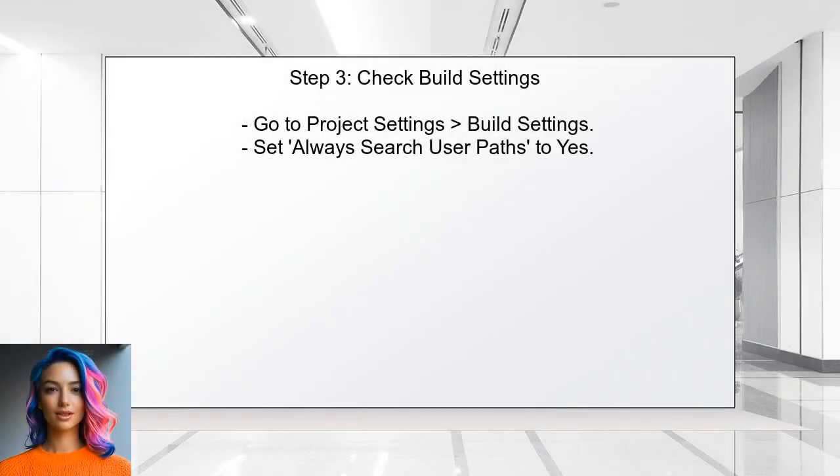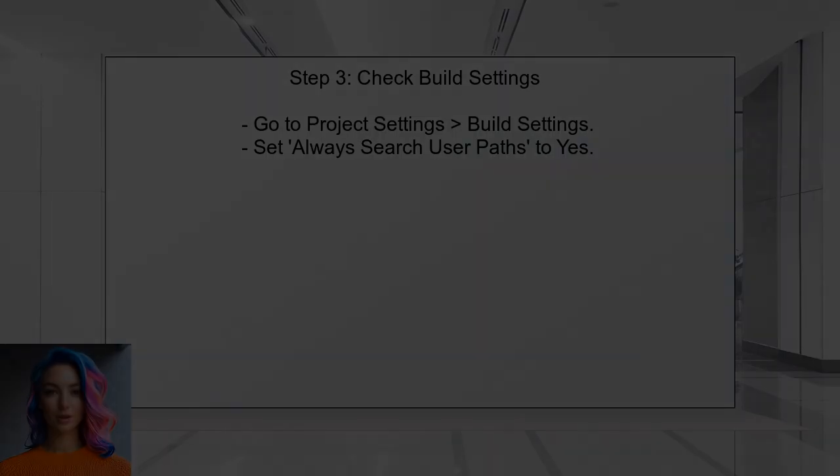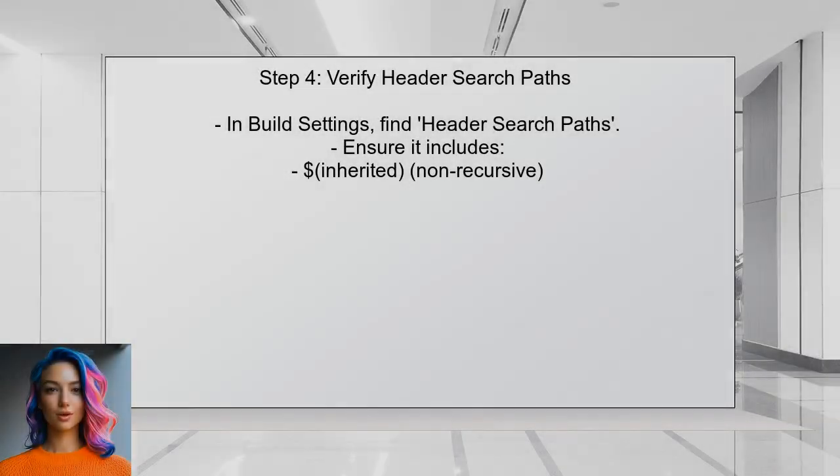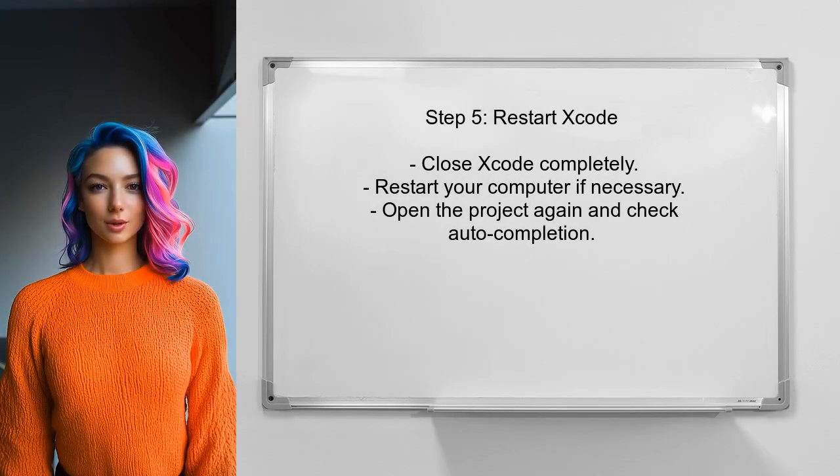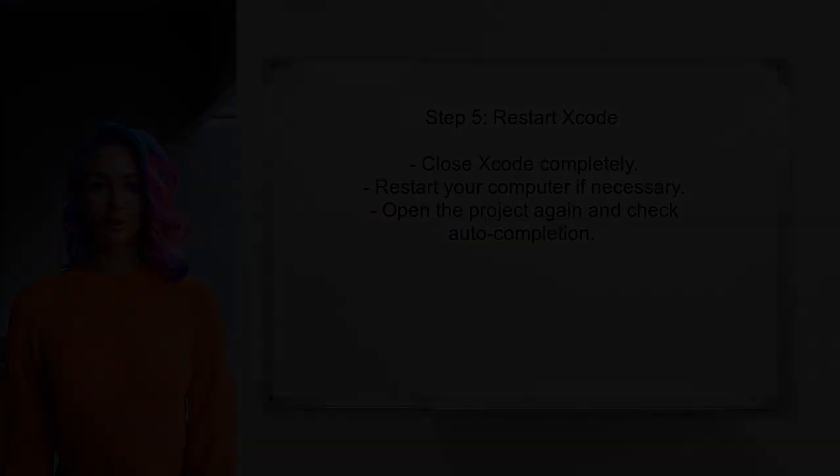After cleaning the build folder, the user should check the project's build settings. They need to ensure that the Always Search User Paths option is set to yes. Additionally, the user should verify the header search paths. They should ensure that it only includes inherited and is set as non-recursive. Finally, if the issue persists, the user can try restarting Xcode or even their computer. Sometimes a simple restart can resolve lingering issues with autocompletion.